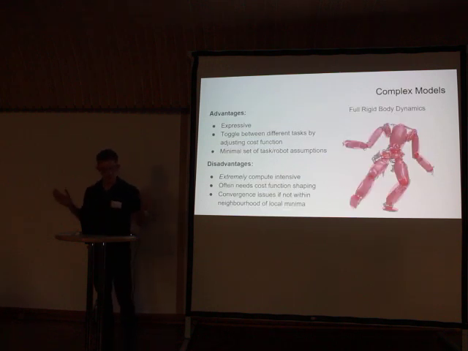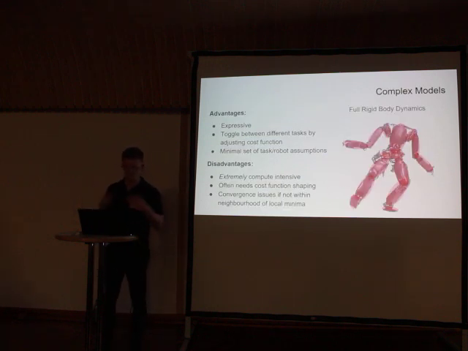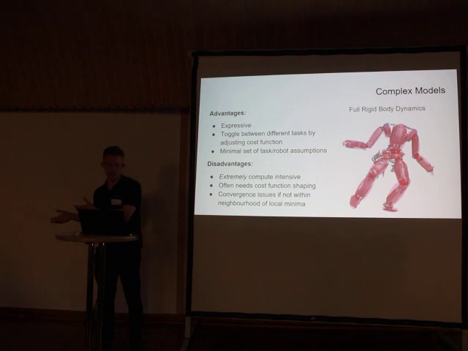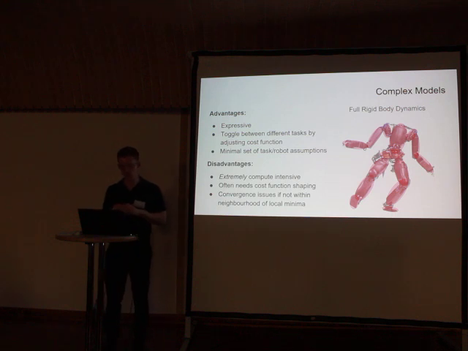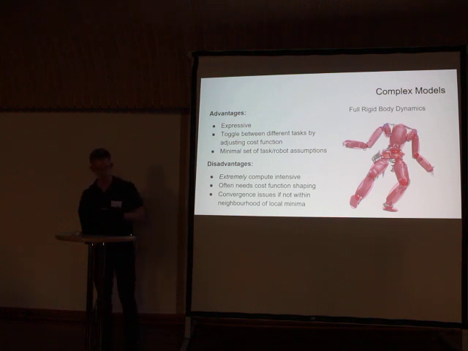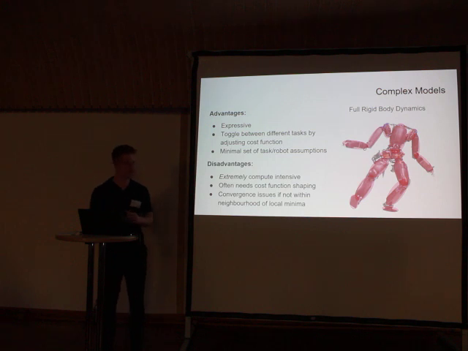In contrast, your full rigid body dynamics are very expressive, and so in principle you should be able to toggle between different tasks by adjusting a cost function in a downstream optimization-based controller, and that means you're using a more minimal set of task and robot assumptions. The disadvantage, though, is that it's extremely compute-intensive. In practice, you often need to do quite a bit of tuning and cost function shaping to get the behavior you want, and you can run into convergence issues.